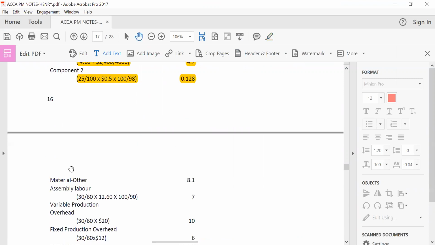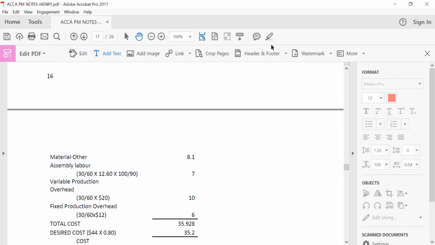Other material 8.1 was given. Assembly hours is based on the number of hours worked. And do not forget that there was a principle of idle time. So you can see that 100 over 90. They work for 30 minutes, so we convert it to an hour by dividing by 60. You multiply by the rate per hour, which is 12.6. And because there was an idle time of 10%, 100 over 90.